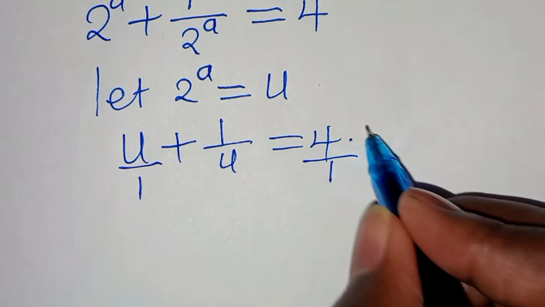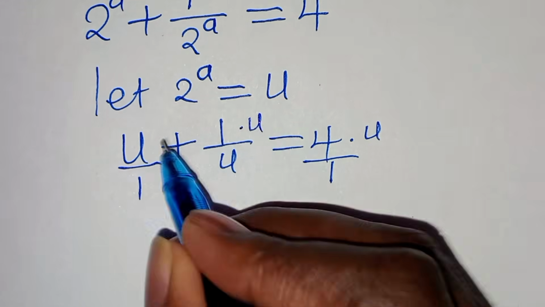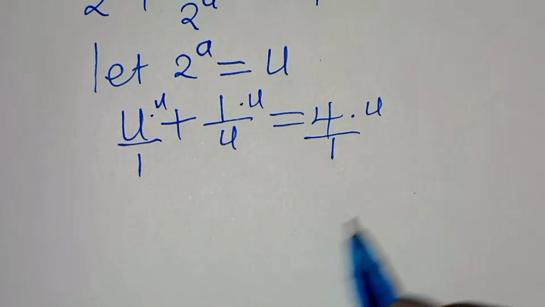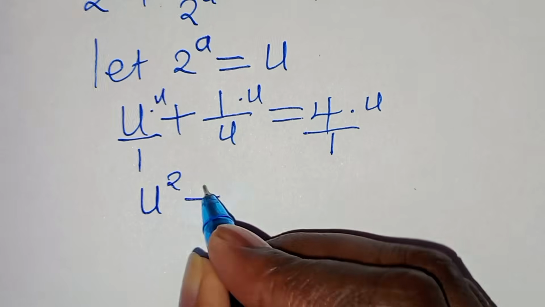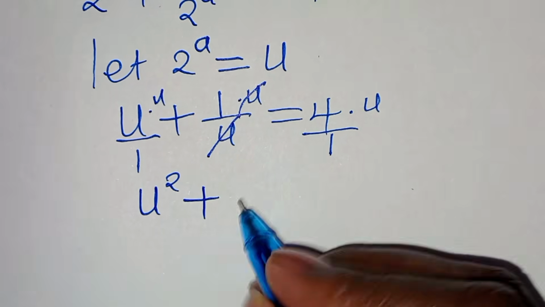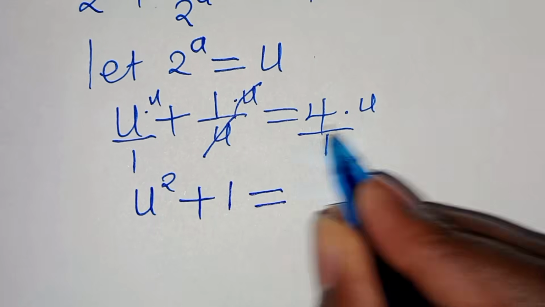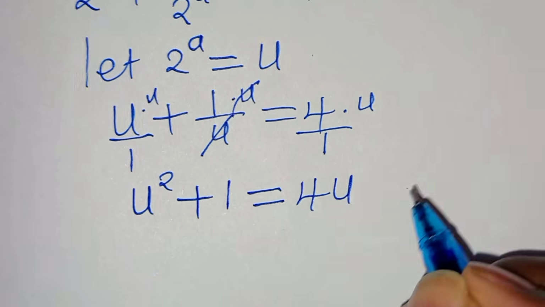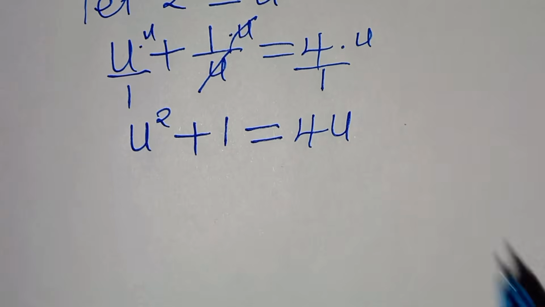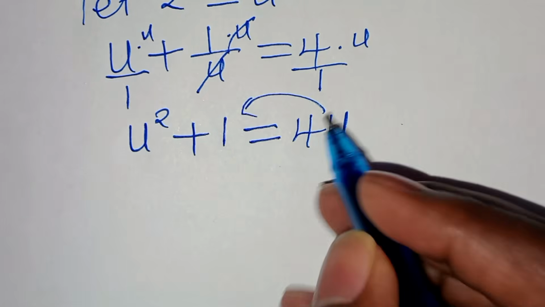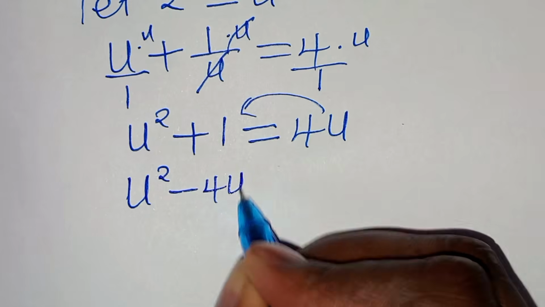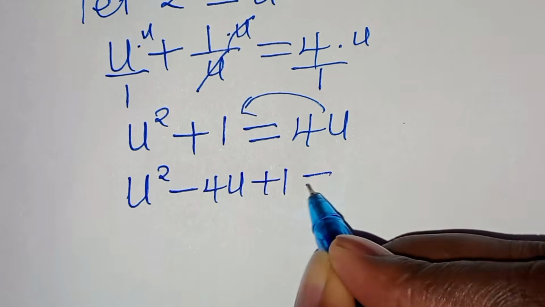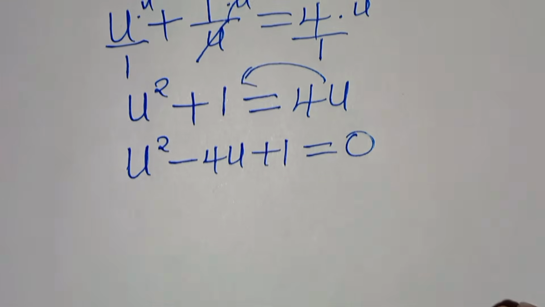Let's multiply everything here by u, so that now we have u times u. This is u squared, then plus, now here this is plus 1. This is equal to 4 times u, which is 4u. Let's take 4u to the left hand side, so that we have u squared minus 4u plus 1. This is equal to 0.